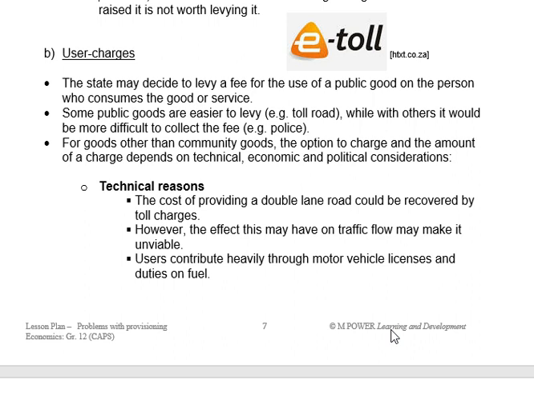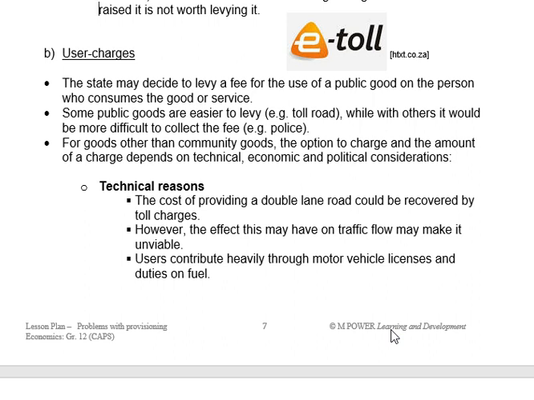With others, like the police, like the street lights, for example that we used earlier in the year, like a robot, that is more difficult. How are we going to manage whether people are paying for the service or not? So with community goods, like police and street lights, there's never a user charge because it is impossible. But in the case of collective goods, the government is going to look at three different factors when they decide whether they're going to make use of a user charge or not.